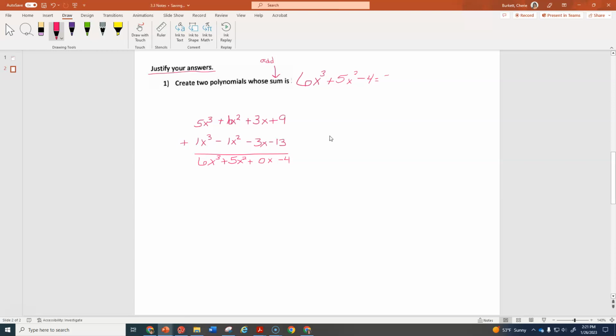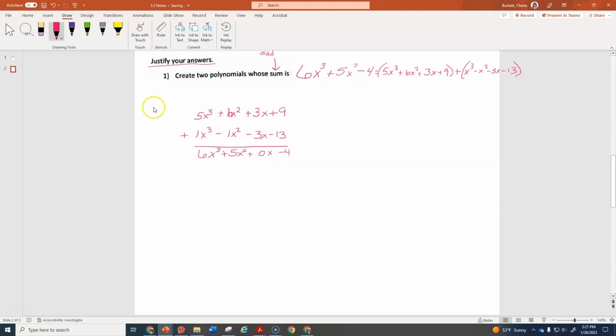So we'll say that could equal 5x cubed plus 6x squared plus 3x plus 9. There's the first polynomial, plus, and then we can do x cubed minus x squared minus 3x minus 13. I kind of ran out of room. Okay, but that would be the sum of two polynomials, okay?